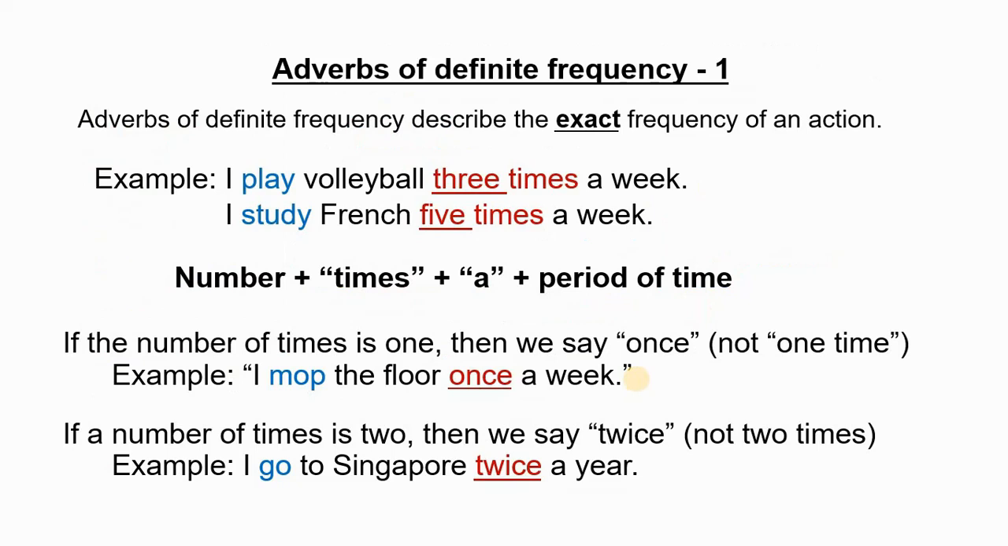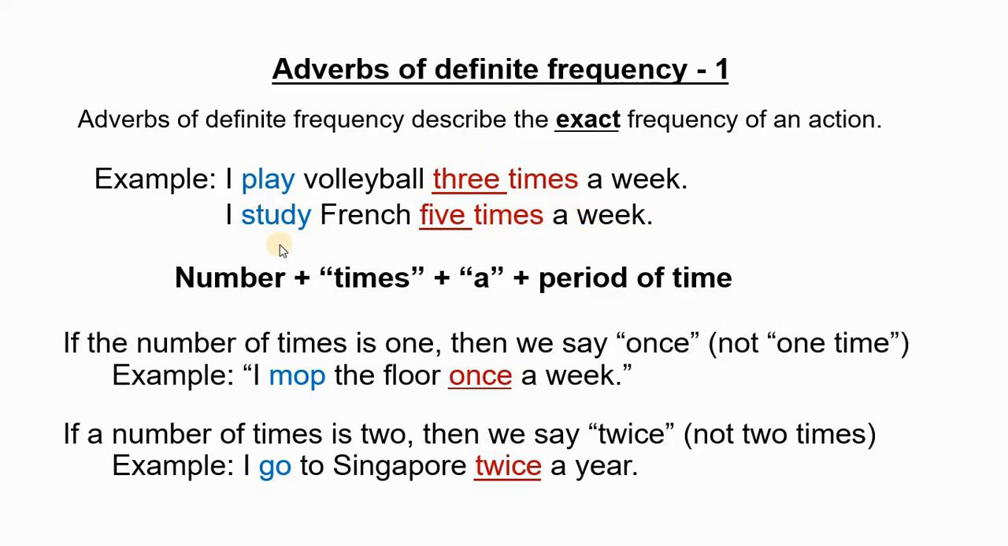Now, let's look at adverbs of definite frequency. The definition is: adverbs of definite frequency describe the exact frequency of an action. So, they are very specific. Example, I play volleyball 3 times a week. As you can see, it's very specific. 3 times a week. We have the exact frequency.